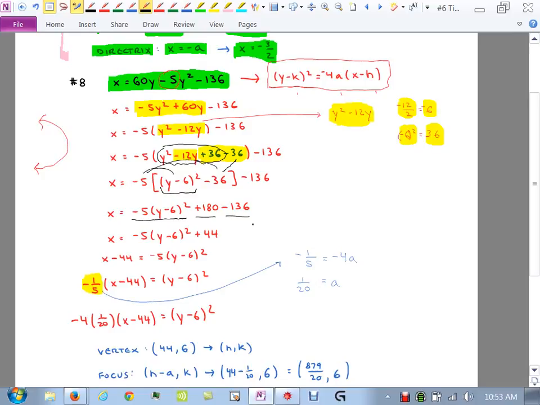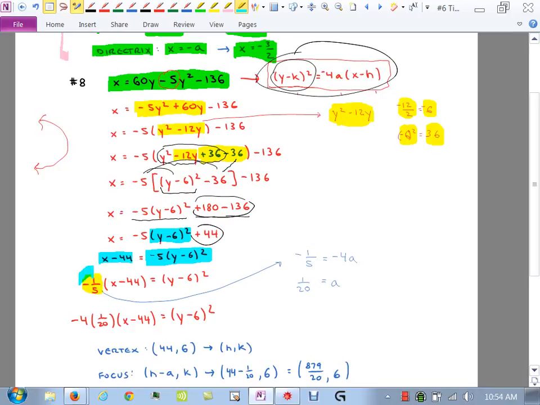Then I still have the negative 136 out there. Put these two together, you get 44. Now, still trying to get it to look like this one up here, what I need to do is get my y minus k squared by itself. So I need to try and get this thing by itself. So I subtract 44 on both sides. Okay. Now I divide through by negative 5, which really turns into a negative 5th out front.